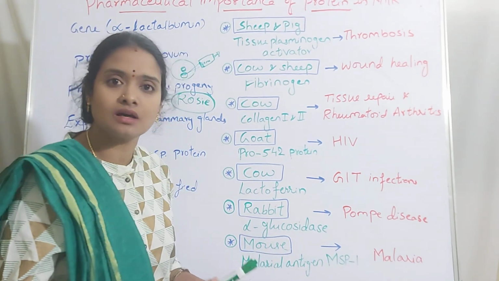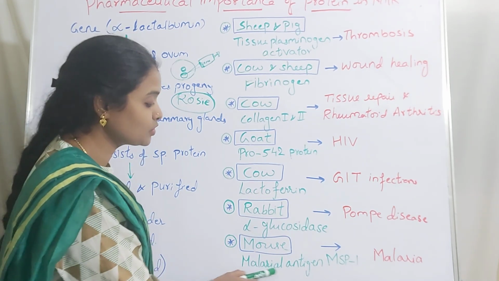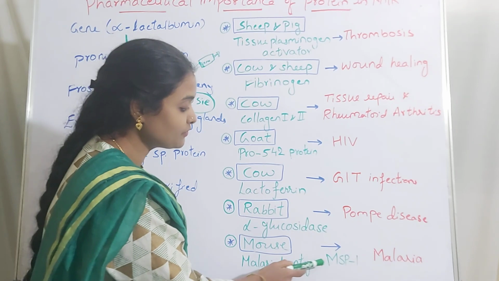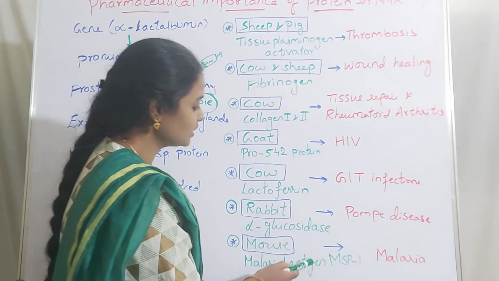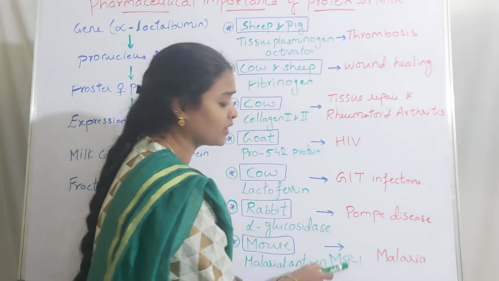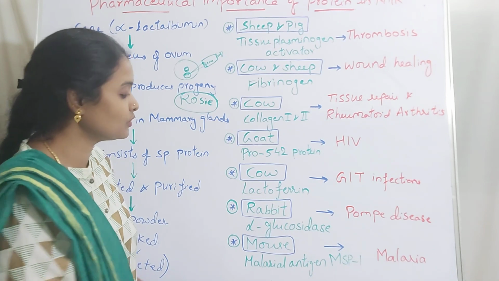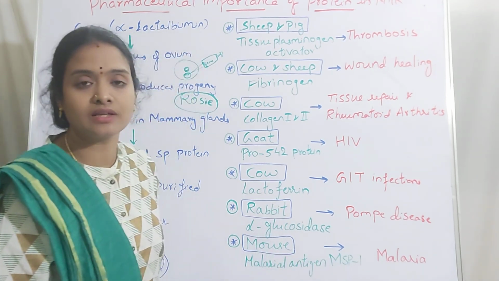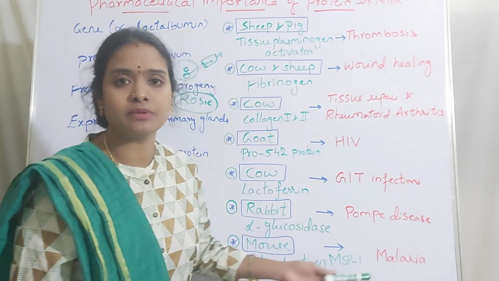It works like a vaccine, where the malarial antigen which is produced in the milk is specific to the merozoite surface protein 1, right? So it will go and bind to this protein 1 of the merozoite surface, right? As a result, it will kill that parasite at that particular merozoite stage, and also malarial fever can be reduced.